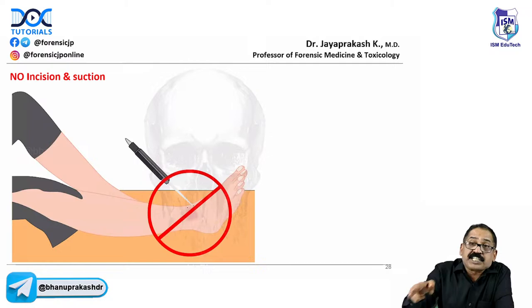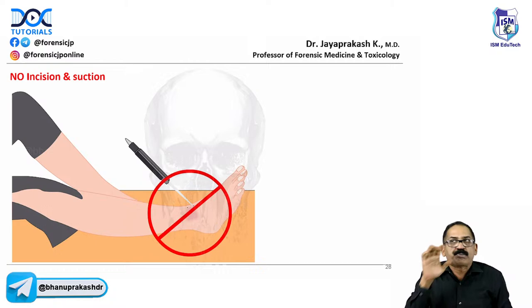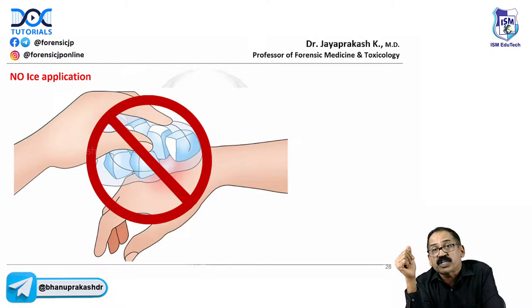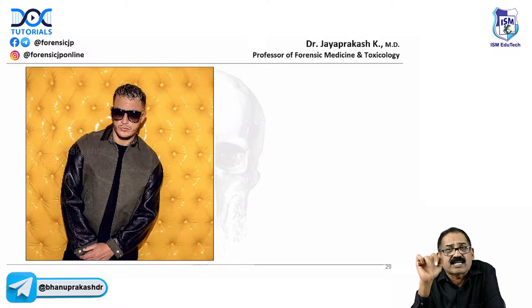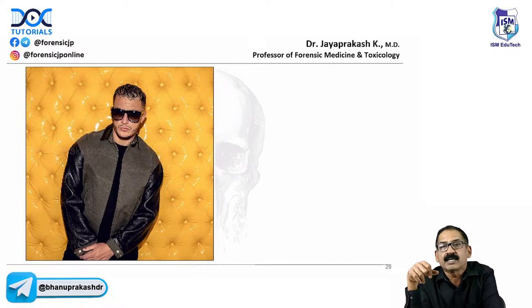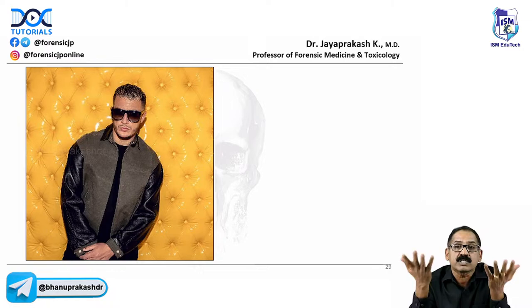No incision and suction. Otherwise, some people go for a cruciate cut. Don't do that. No ice application. It may give rise to vascular constriction and gangrene changes later. Just watch the snake. Of course, at that time you remove the cooling glass. Otherwise, all the snakes may look black for you. And most of the time, snake bites are nocturnal, in the night. Again, in the night, if you wear a cooling glass, you don't see the snake at all.